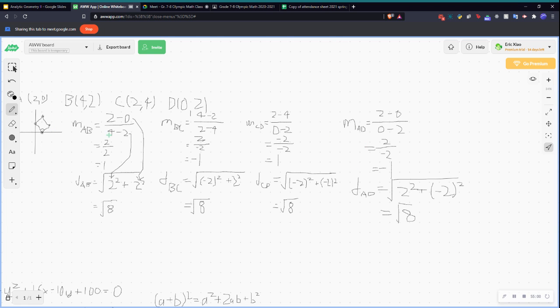And also the slopes, you can see that they form right angles with each other. So this forms a right angle of BC. BC also forms a right angle of CD. CD forms a right angle of AD, and AD also forms a right angle of AB. Right, and that's what we want to prove, that these points form a square. Are there any questions about this?